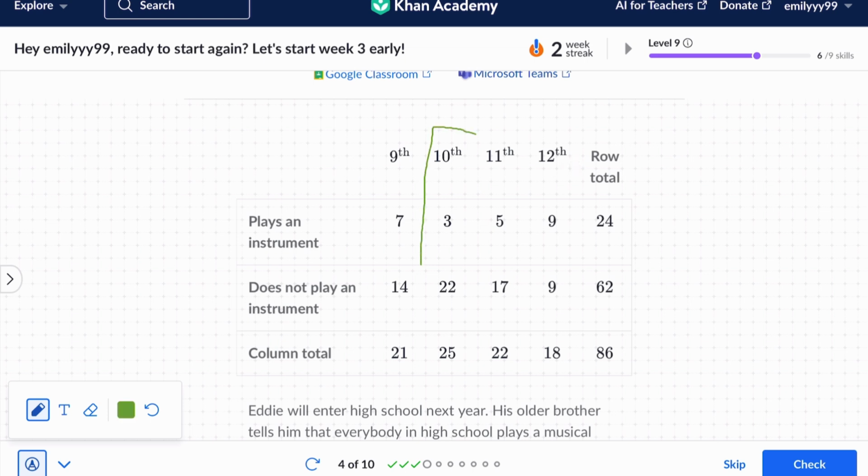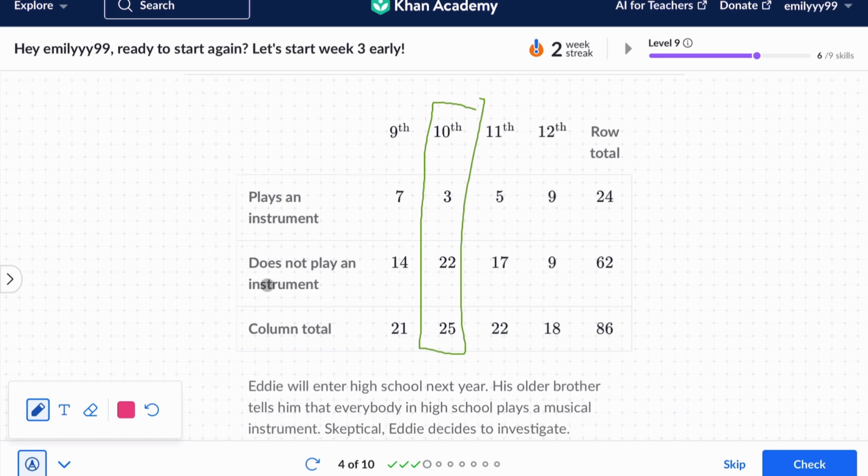So we're only looking at the 10th grade column. And the first row is plays an instrument. The second row does not play an instrument. So this number is important. This number is important too, but we're just adding that to the total. It shows the total here for us.